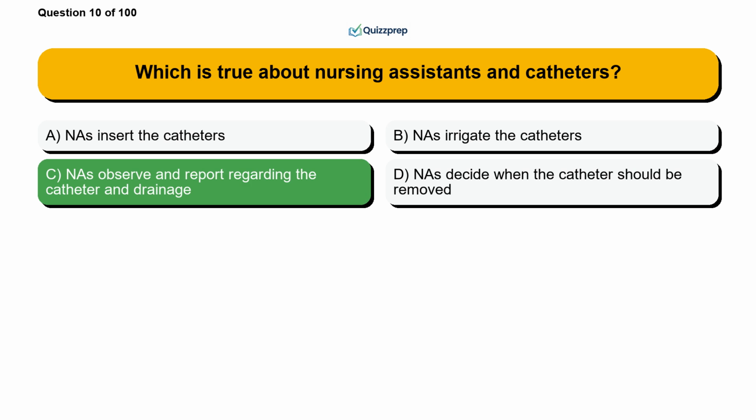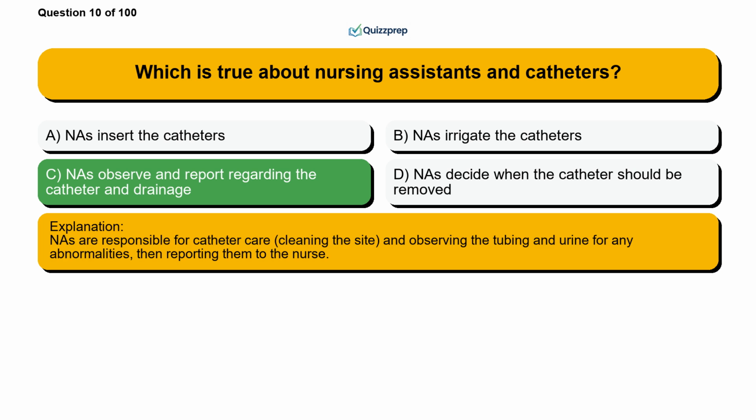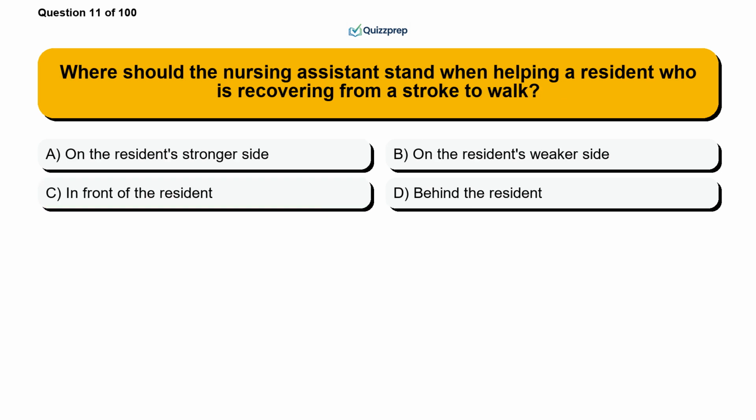The correct answer is option C, NAs observe and report regarding the catheter and drainage. NAs are responsible for catheter care, cleaning the site, and observing the tubing and urine for any abnormalities, then reporting them to the nurse. Question 11. Where should the nursing assistant stand when helping a resident who is recovering from a stroke to walk? Option A, on the resident's stronger side.